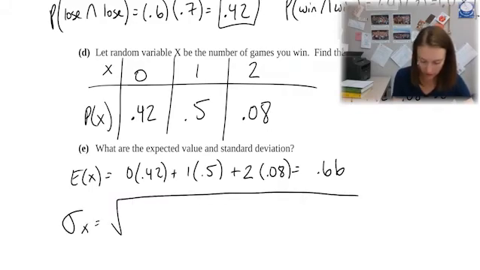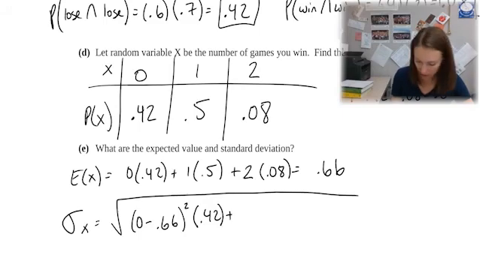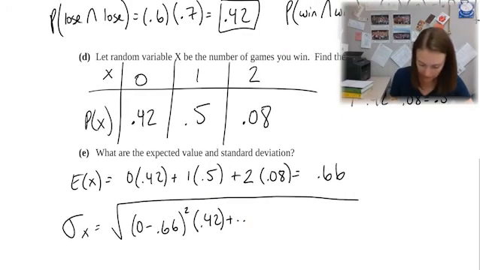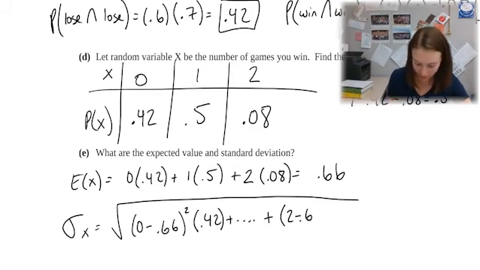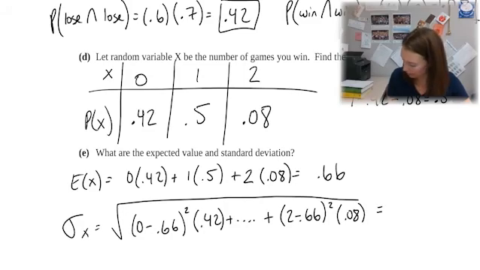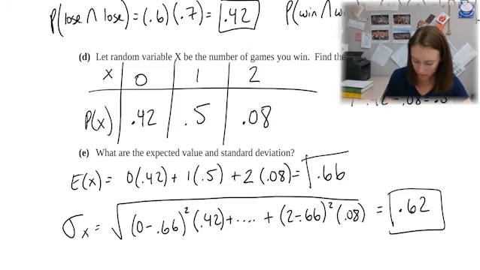And then standard deviation, I'm trying to rush the end of my video here. 0 minus the expected value squared times our probability plus, and then this is longer, so I'm going to do a ... in the middle. 2 minus 0.66 squared times 0.08, and that should give you 0.62. And there are the number of games.